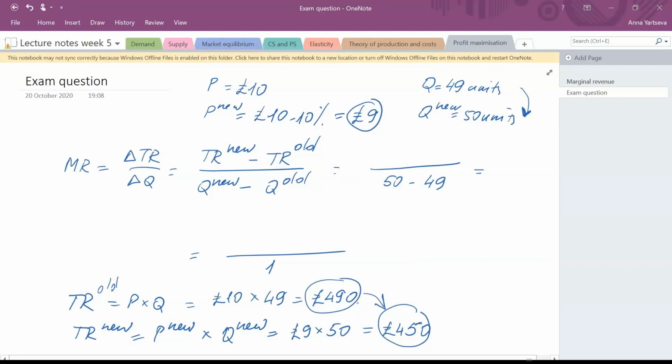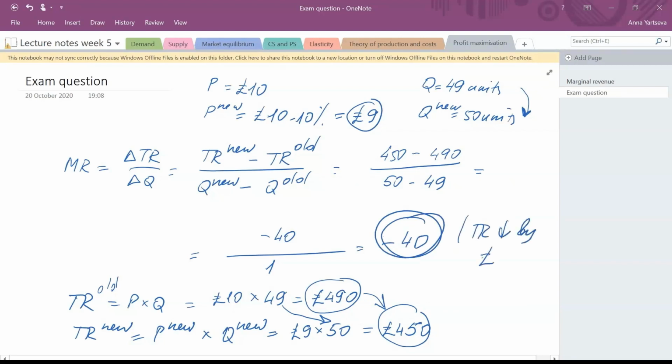So strictly speaking, as our output increases from 49 to 50, our total revenue will decline from 490 to 450. Our new total revenue is 450. Our old total revenue is 490, which is minus £40. Our marginal revenue is minus £40. Total revenue drops by £40 when output increases from 49 units to 50 units. In other words, this deal is not profitable to the company. We are losing £40 in revenue, so this wouldn't be profitable.